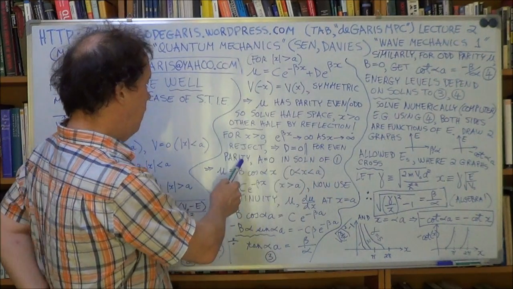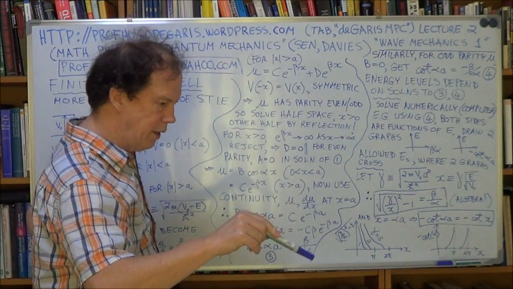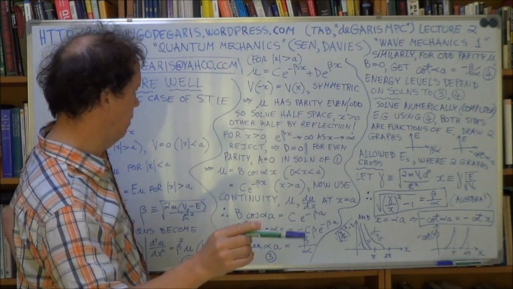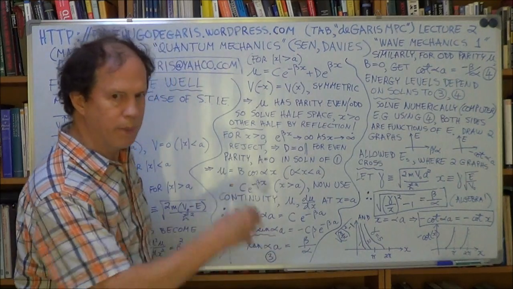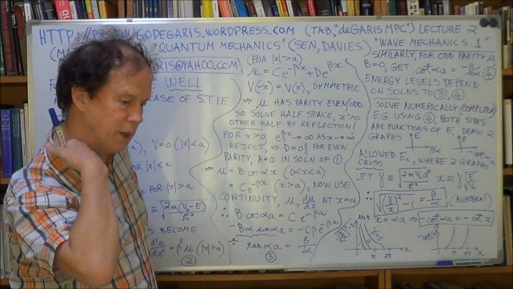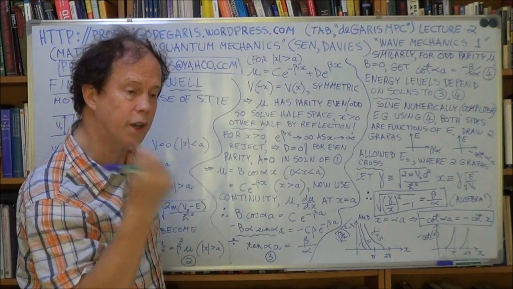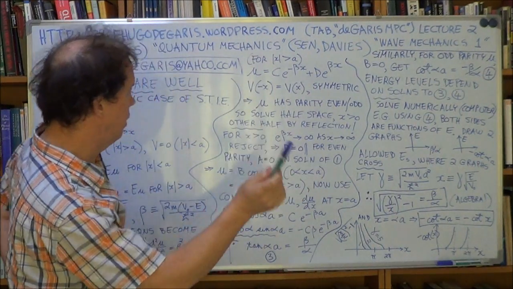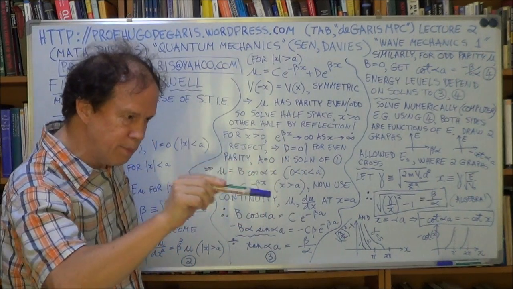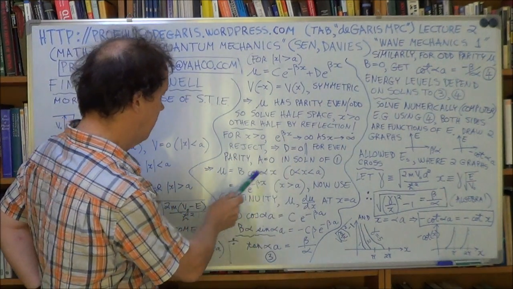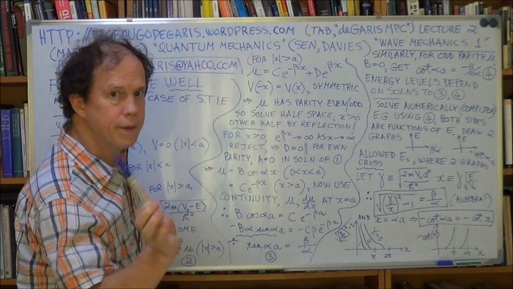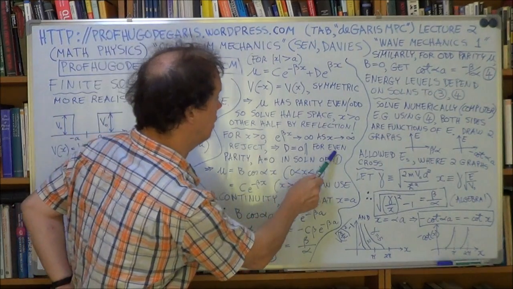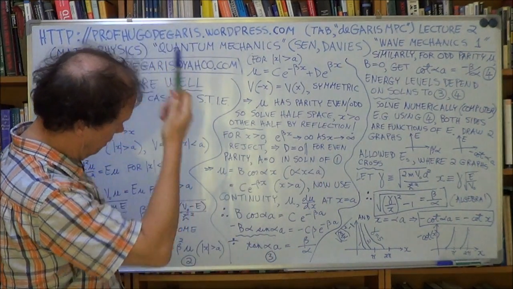Now for even parity, you had A sine plus B cos. So you want the sine part to disappear because sine is an odd function. Sine of minus x is minus sine of x. So we're talking even parity, so let's get rid of the sine. So make A 0. That leaves you with B cos. That's an even function. That's what you want because we're now dealing with even solutions to U.